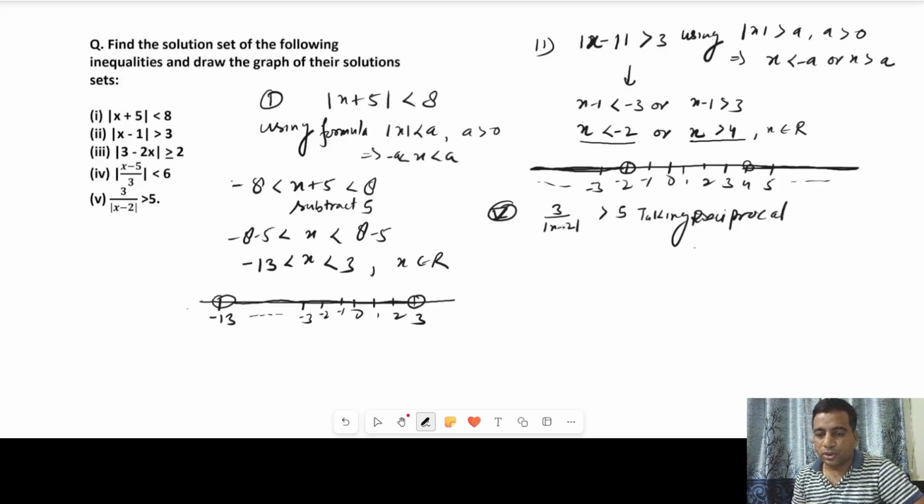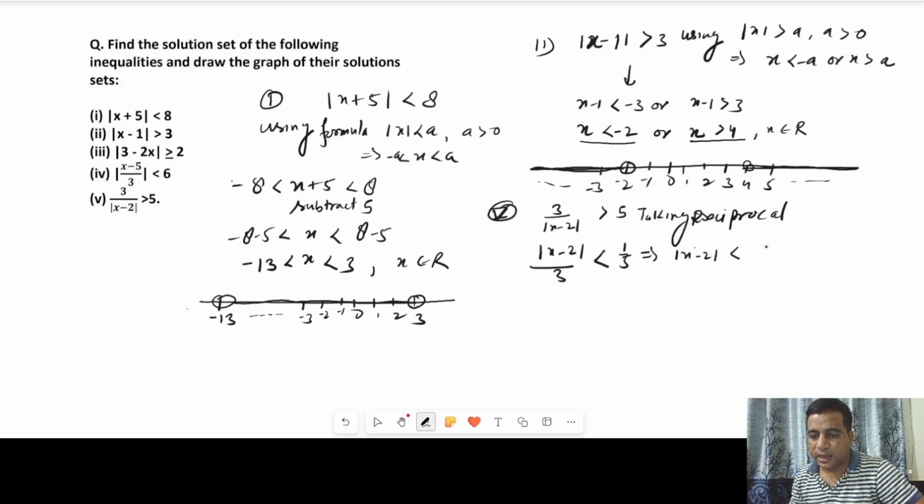Now taking the reciprocal, 3 upon |x - 2| becomes |x - 2| upon 3, and if you take the reciprocal, the inequality changes and it becomes 1 by 5. Now multiply by 3 on both sides; because 3 is positive, the inequality remains unchanged. So |x - 2| is less than 3 upon 5. Now using this formula, |x| < a, so x lies between -a and a.